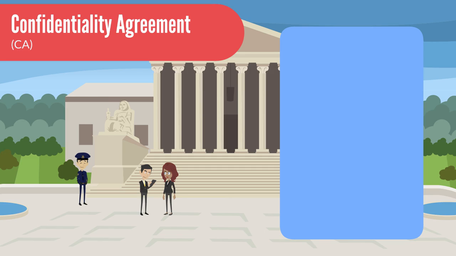So what is a confidentiality agreement? A confidentiality agreement serves a similar function to an NDA in that it restricts the sharing of confidential information. In fact, in many cases, the two are functionally the same. The difference lies more in terminology and emphasis.